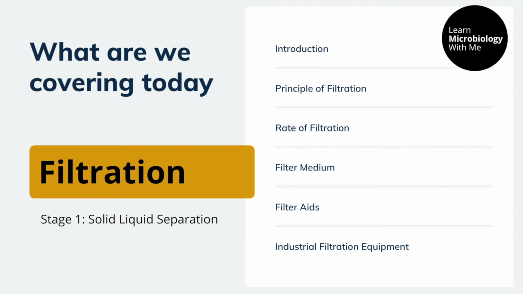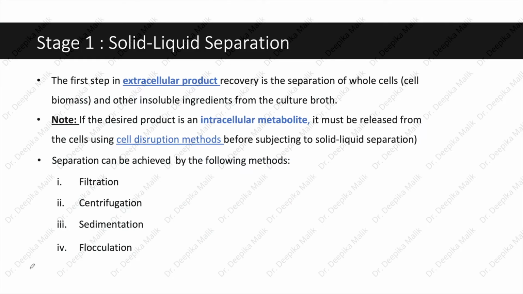We will be learning about the principle of filtration, rate of filtration, filter medium, filter rates, and different industrial filtration equipment, which includes different filters which are used at industrial level for the separation purpose. Now, after the cells have been disrupted in case of intracellular product recovery, the next step will be solid-liquid separation. In case of extracellular products, since the products are outside of the cell, here also we will require solid-liquid separation where the solid cells are separated from the liquid broth.